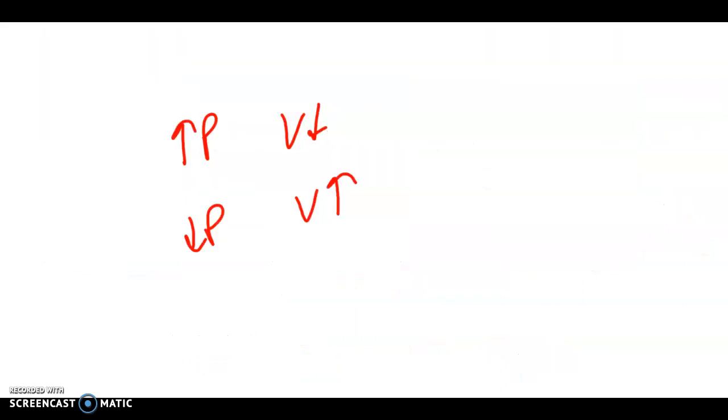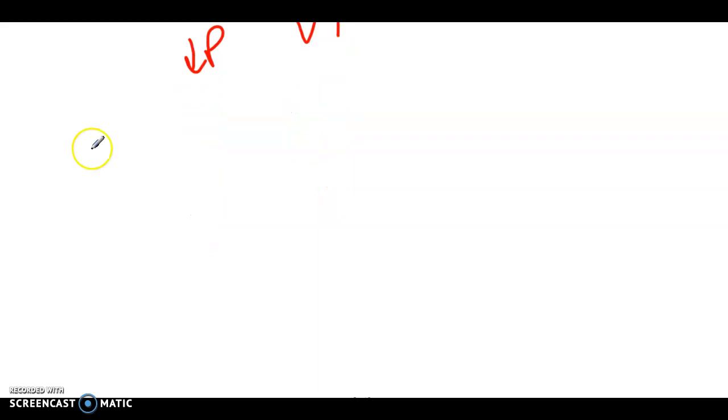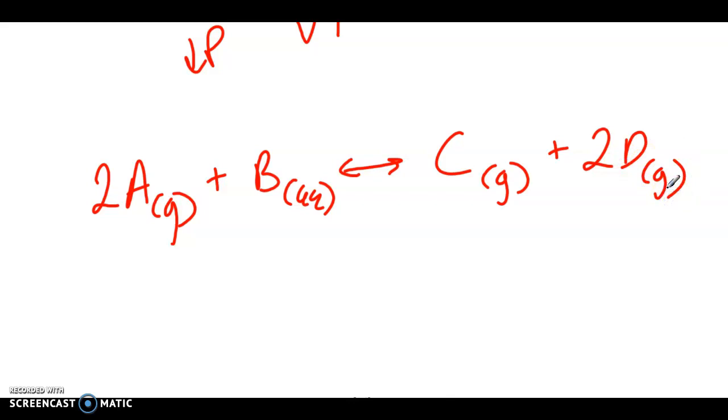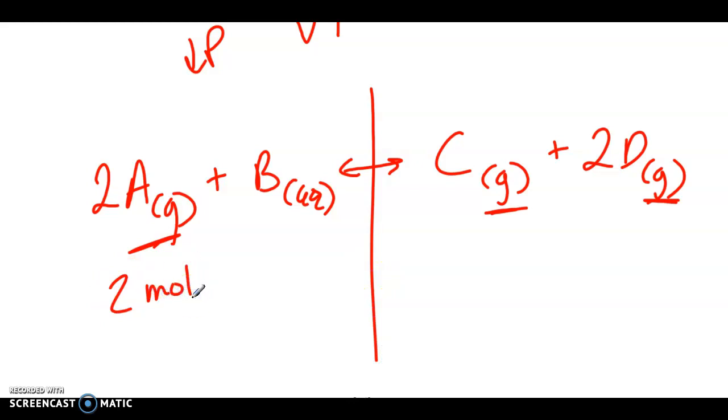So this is going to depend totally on, before we get to that, what type of reaction you have going on, right? So if I have 2A gas plus B aqueous and C gas plus 2D gas, right? So when I'm talking about a stress of pressure or volume change, you only look at the gas components. So for this particular one here, I have 2 moles worth of gas on the reactant side. So B would not count towards that because it's not a gas.